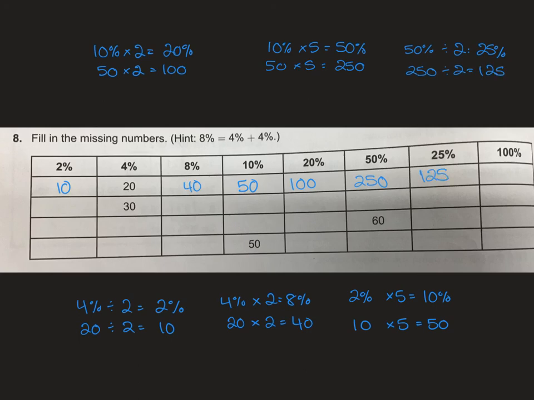And for 100, we can put, okay, well, 50% times 2 is 100. So 250 times 2 is 500. That's the number I get for 100%. So there's going to be a lot of work involved in filling out this chart, but just use the information you know to find the information that you don't know.